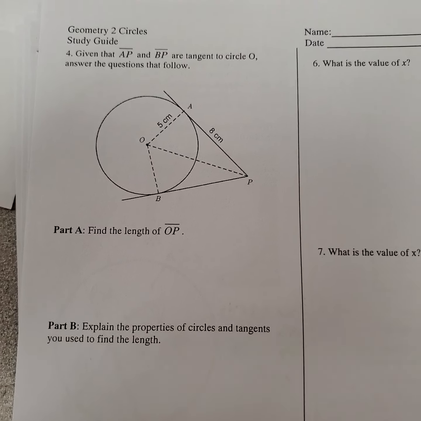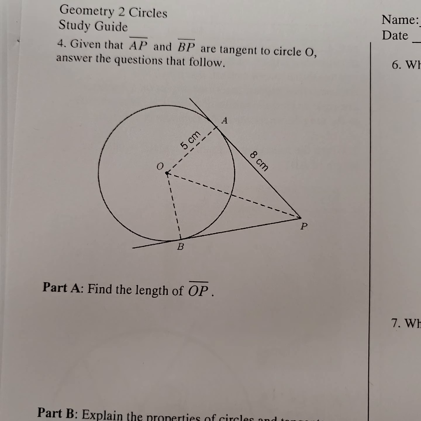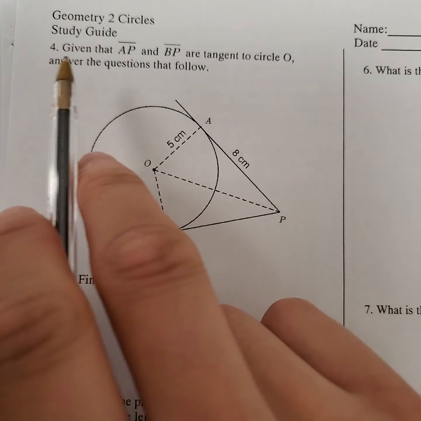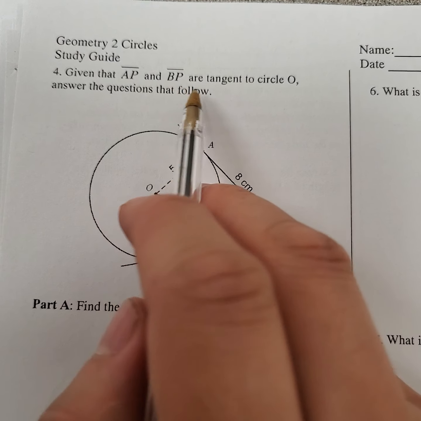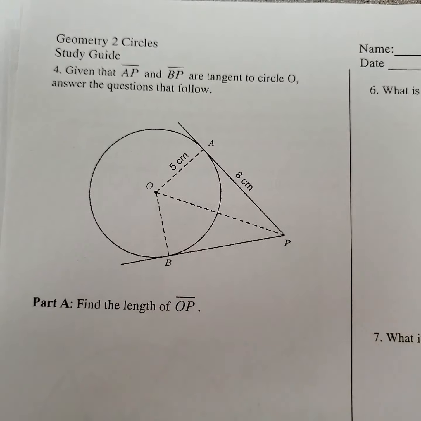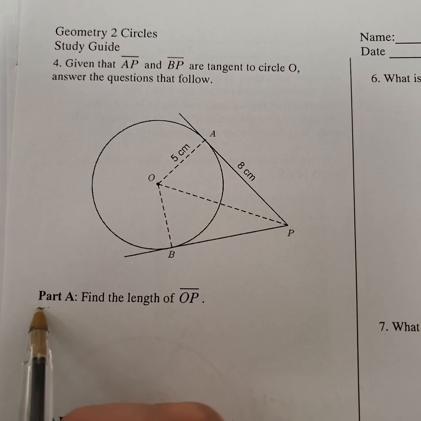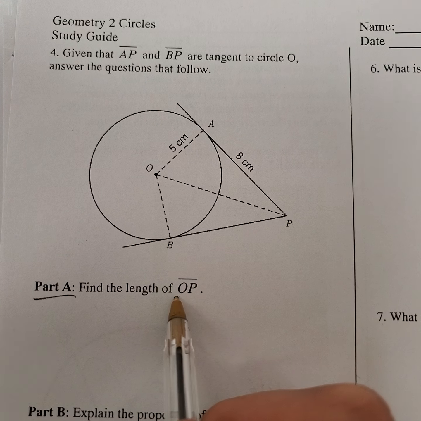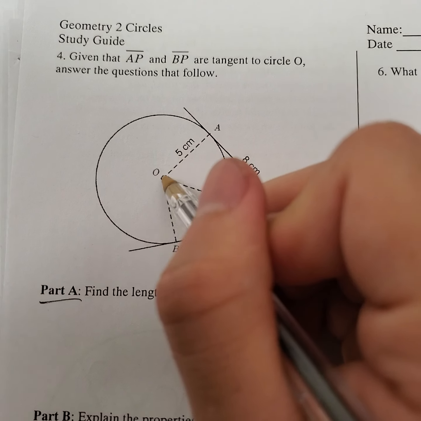Okay, so this is page 2 of the study guide. Question number 4. We are given that segment AP and segment BP are tangent to the circle O. Answer the questions that follow. So it's asking me to find the length of OP. That would be the length from here to here.